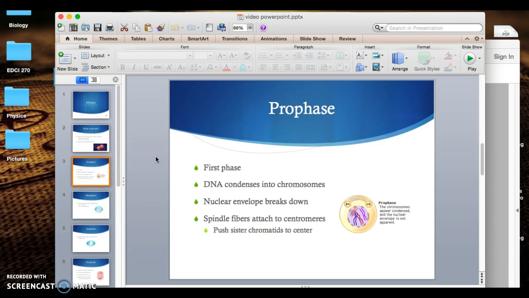First phase is prophase. DNA condenses into chromosomes. Normally DNA is loose inside of the nucleus. And during prophase, it condenses into really tightly wound chromosomes for division. The nuclear envelope breaks down, spindle fibers attach to the centromeres. These are the proteins that connect the two sister chromatids, and they push these sister chromatids toward the center. Okay, the nuclear envelope breaks down so that the chromosomes can escape the nucleus and be out in the cytoplasm.